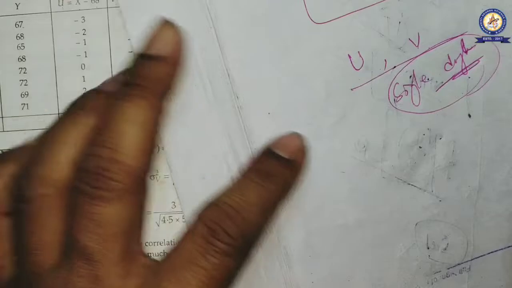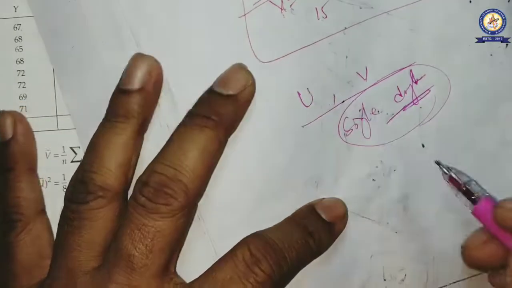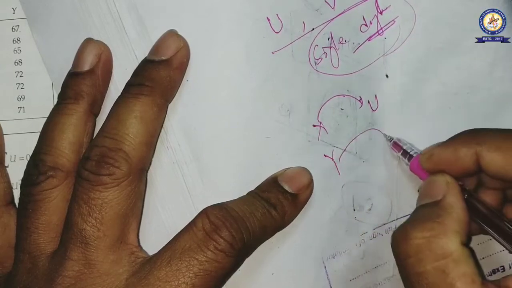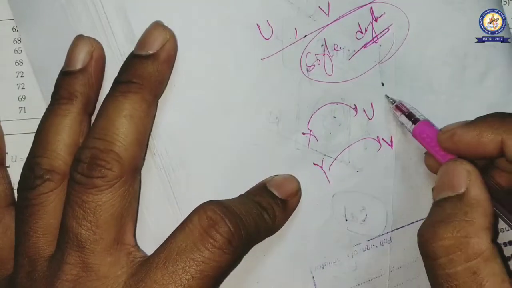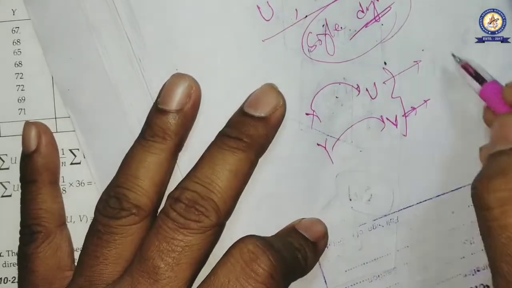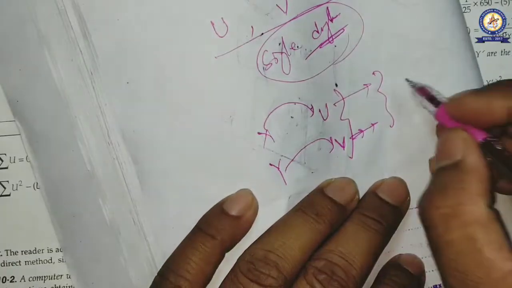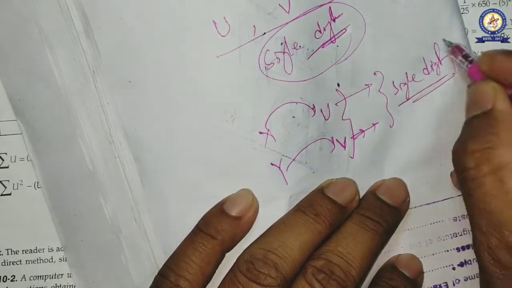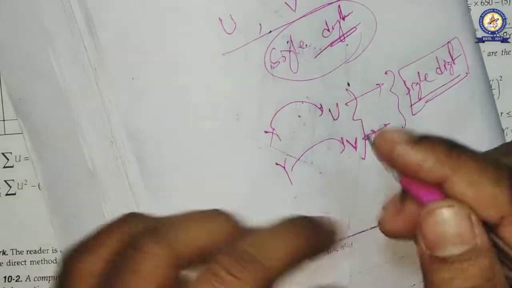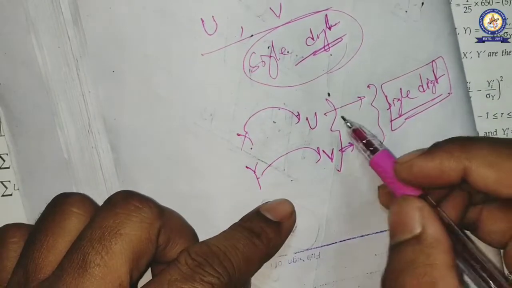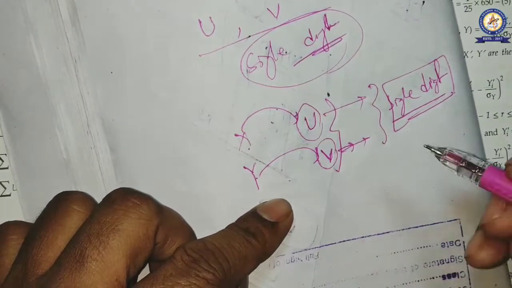You got my point? So we have to transform x to u and y to v in such a way that u and v will be single digit. Try to modify x and y in such a way that u and v are single digit. If u and v are single digit, then the calculation will be made easy.